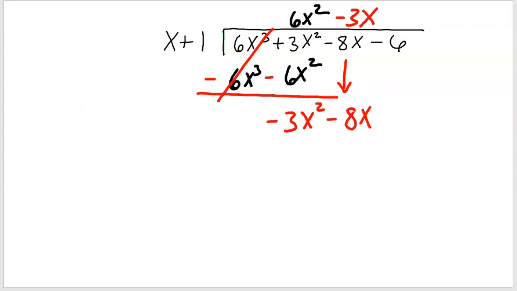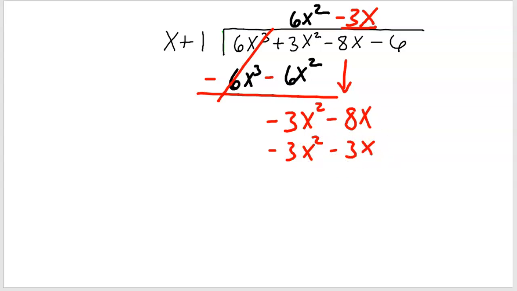All right, now I'm going to take that negative 3x, I'm going to multiply it times both of those and put my answers here and here. All right, so negative 3x times x is negative 3x squared, and negative 3x times 1 is negative 3x again.